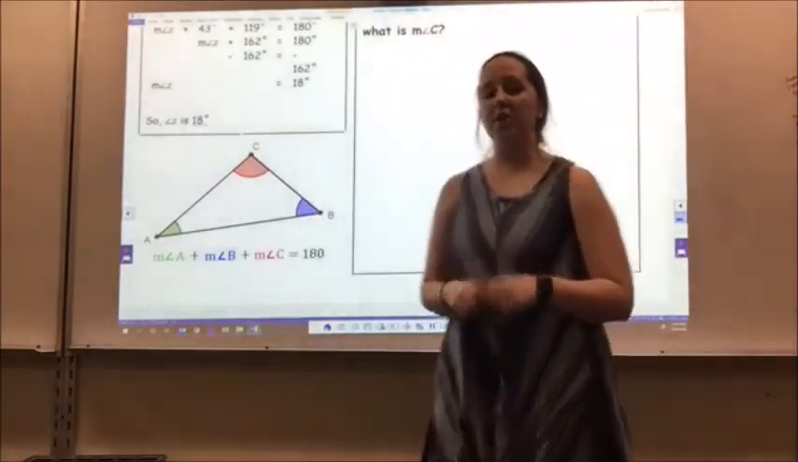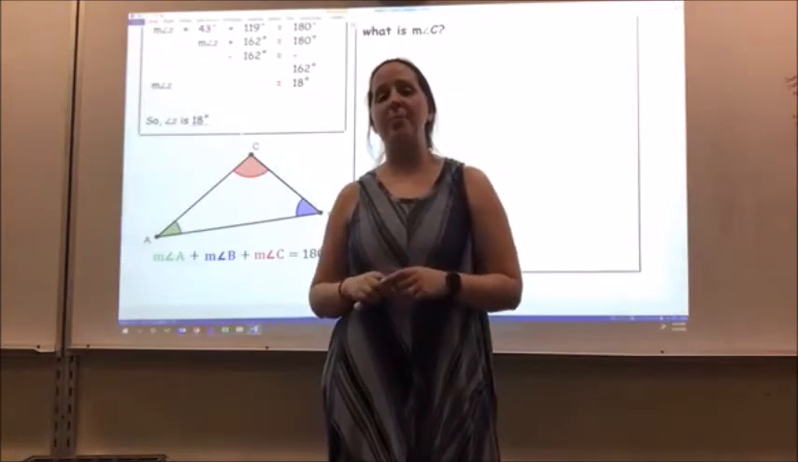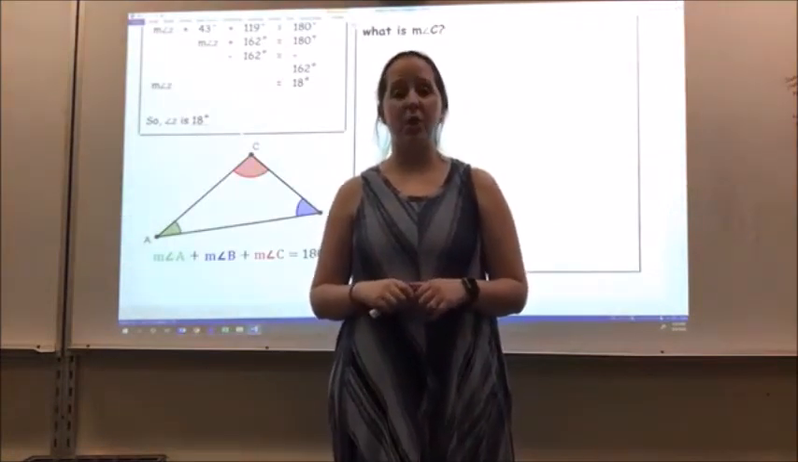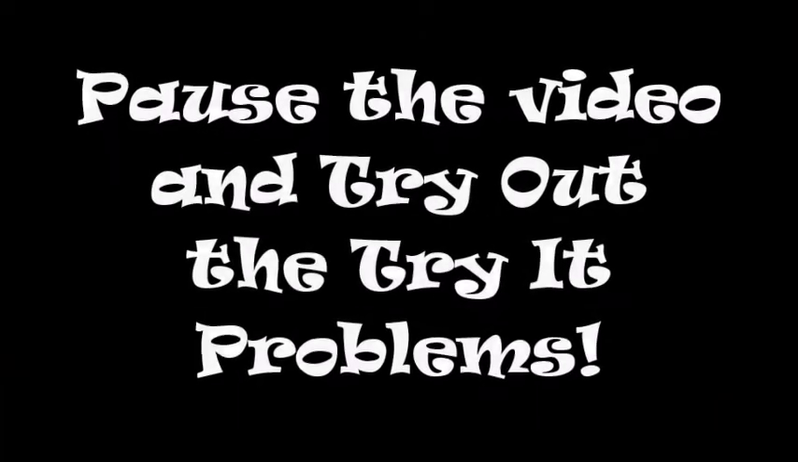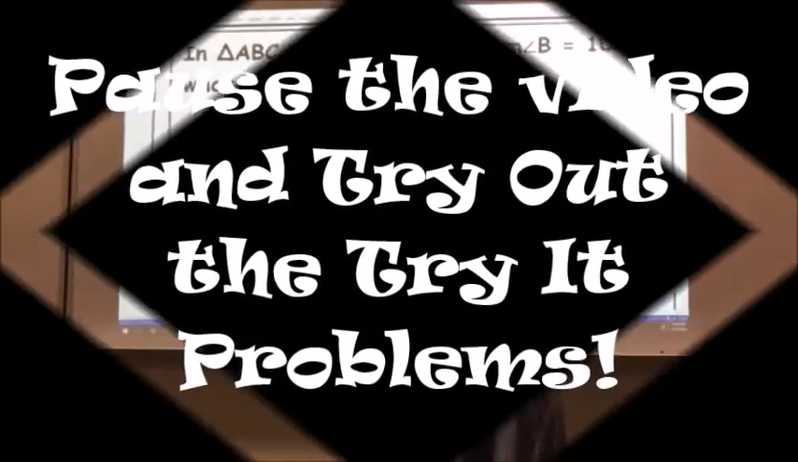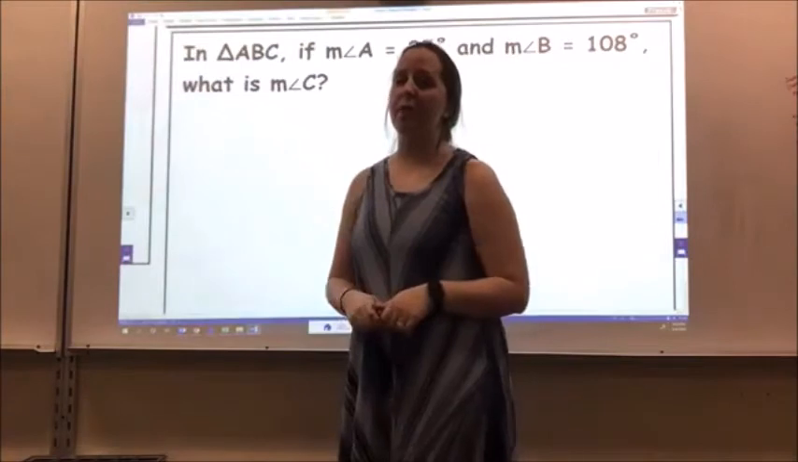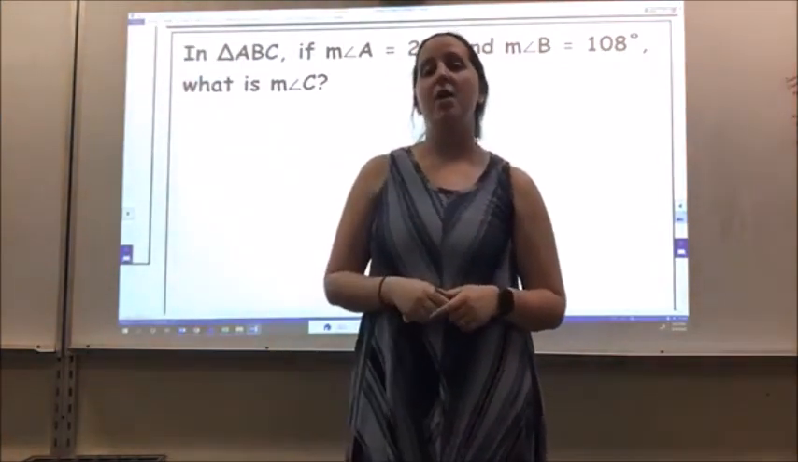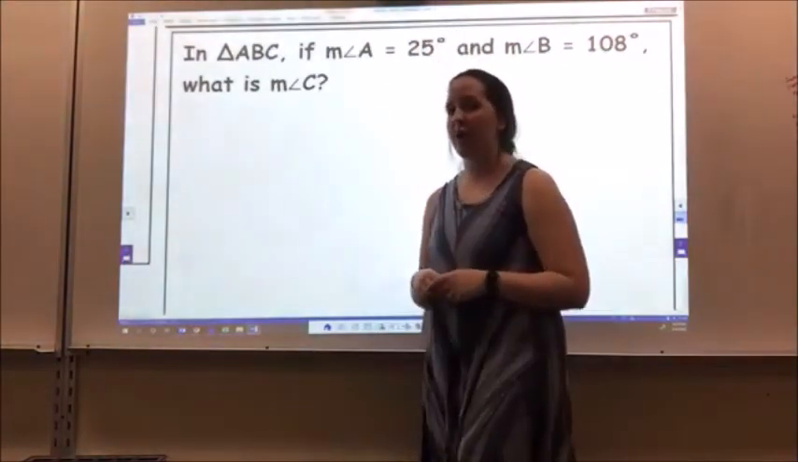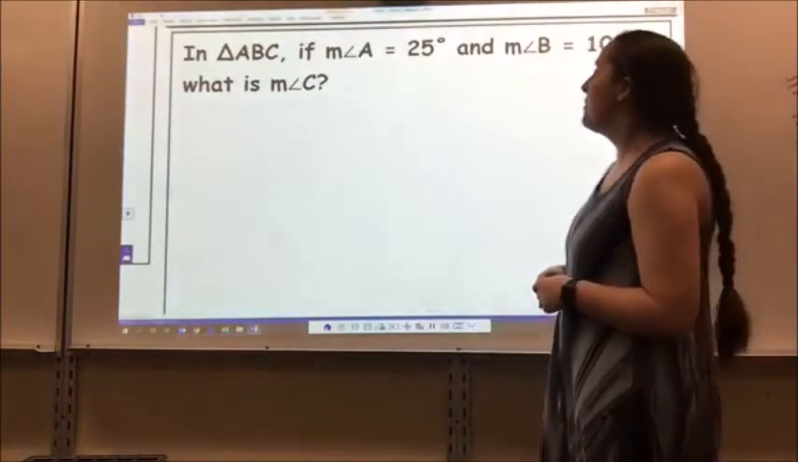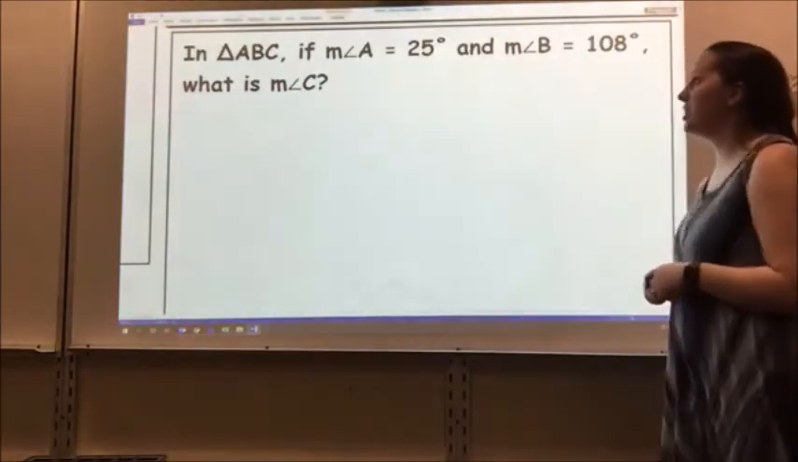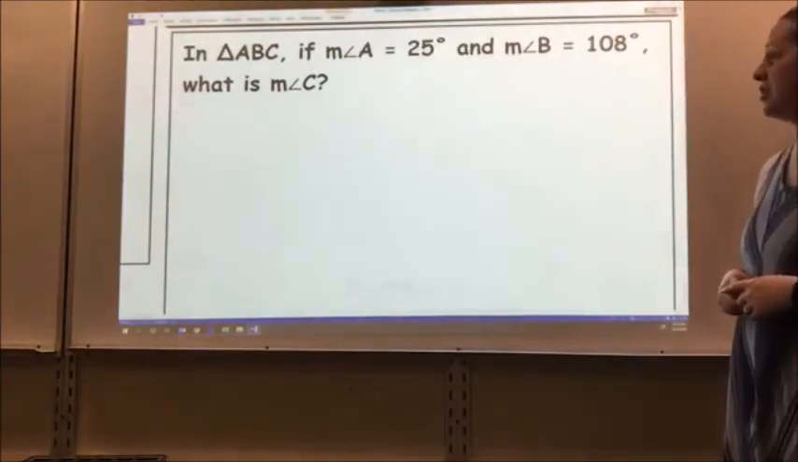All right, there's a try problem on this page, so I want you to go ahead, pause the video, try it out, and when you're done, we'll go over the answer together. All right, now that you've had a chance to try out the try problem, let's go over the answer together. So this try problem is talking about triangle ABC. If measure of angle A is 25 degrees and measure of angle B is 108 degrees, what is the measure of angle C?